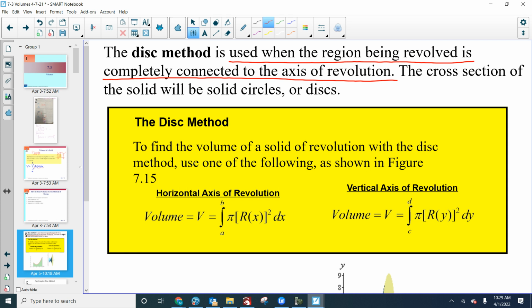If you're dealing with x's, then you're going to need pi r of x squared dx. And if you're dealing with y's, it's going to be pi times r of y squared dy.